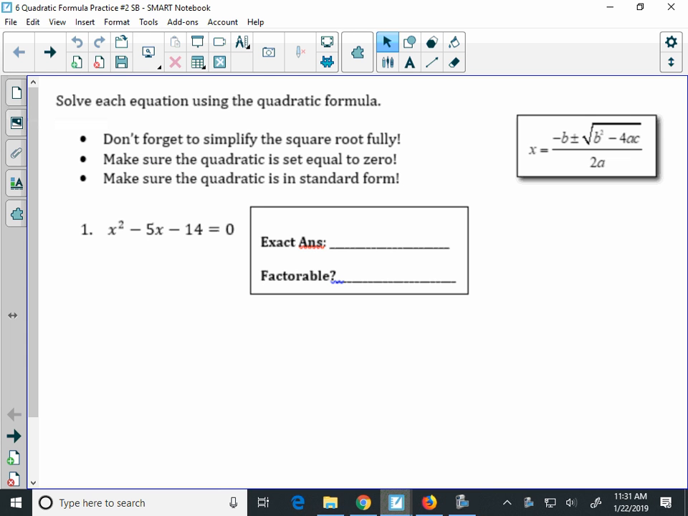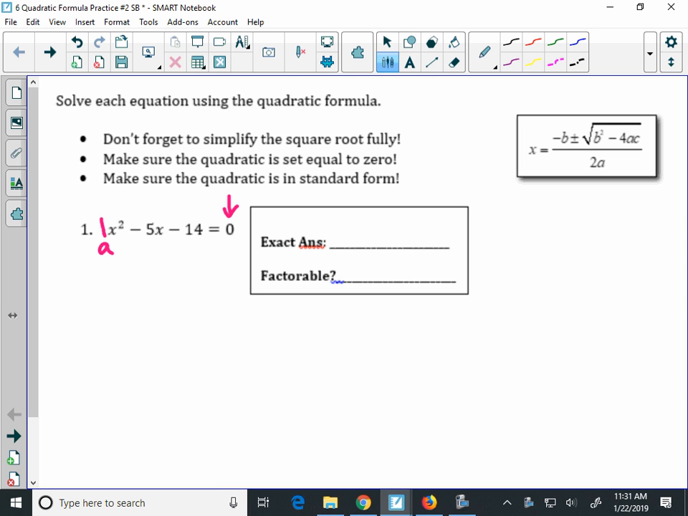Formula practice number 2. I'll do number 1, 2, and 5 again. So remember, when you start the quadratic formula, you want to make sure that the quadratic is set equal to 0, which is what we have here. So the next thing you need to do is decide what your values for A, B, and C are.